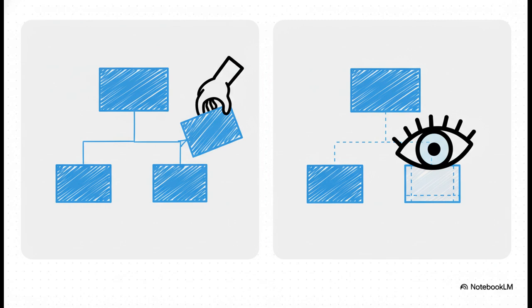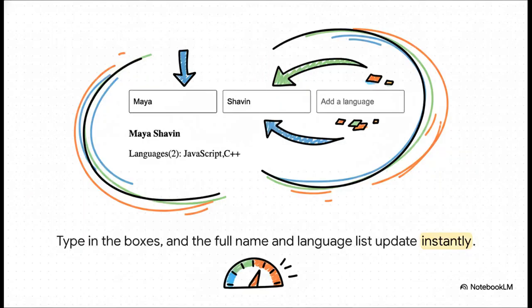It's always there, just hidden, which is way more efficient if you're flipping something on and off all the time. And here you can see it all come together. This is the payoff. Someone's typing Maya in one box and Shavin in the other. And look, the full name just appears below instantly. They add a programming language to the list, and both the list and the count update on the fly. No page reloads, no clunky JavaScript. That is the magic of reactivity right there.